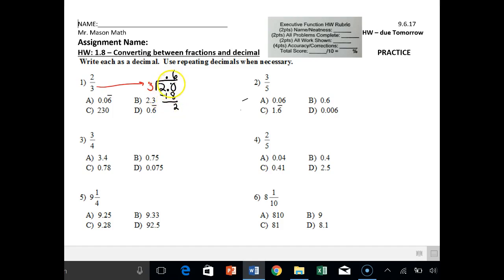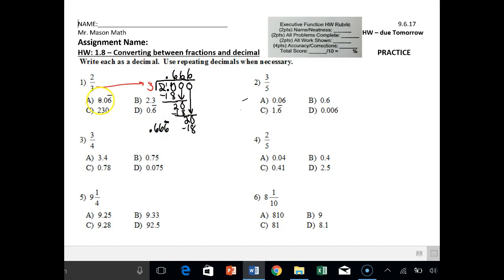I would have to borrow from here. That's really 10 minus 8, right? Add another 0, bring it on down. 3 goes into 20 6 times. Again, that's 18. 20 minus 18 again is 2. Another 0, bring it on down. I want you to go all the way to the thousands place before you recognize, okay, it's a repeating decimal. So 0.666 would go on forever.